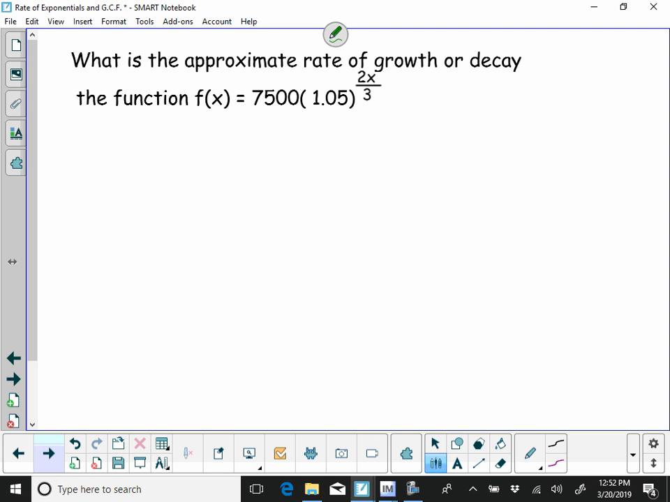Okay, so this time, what are we bringing inside with the 1.05? 2/3. So you'll actually type in your calculator 1.05.